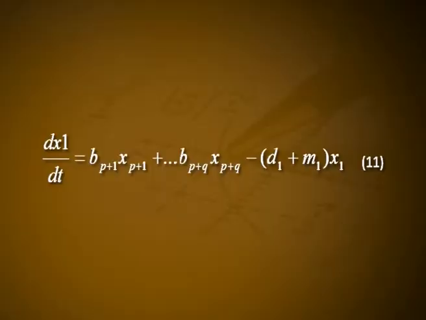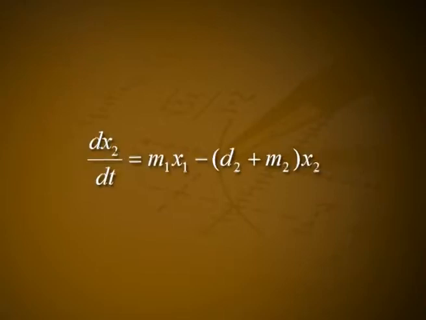Then we get the system of differential equations as dx1 by dt is equal to b p plus 1 x p plus 1 plus etc. plus b p plus q x p plus q minus d1 plus m1 into x1, dx2 by dt is equal to m1 x1 minus d2 plus m2 x2, etc., dxn by dt is equal to mn minus 1 x n minus 1 minus dn xn, where n is equal to p plus q plus r.